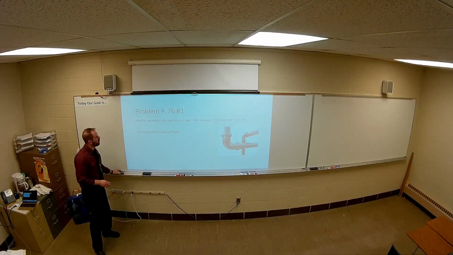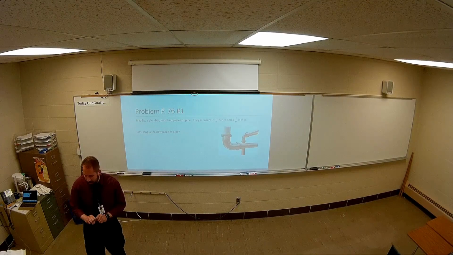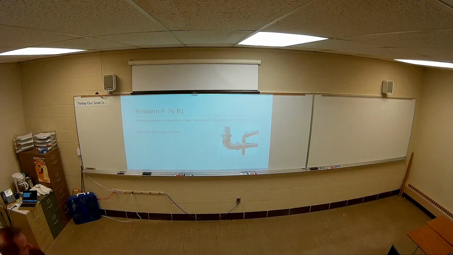So, Maddie, a plumber, is joining 2 pieces of pipe together. 2 pieces of pipe. They measure 7 3/16 of an inch, and the other pipe is 4 7/16 of an inch. How long is that new pipe altogether? Okay, so this will be the one I want you to put on your paper. Let's figure it out. What will you get total when you combine these two pieces of pipe?